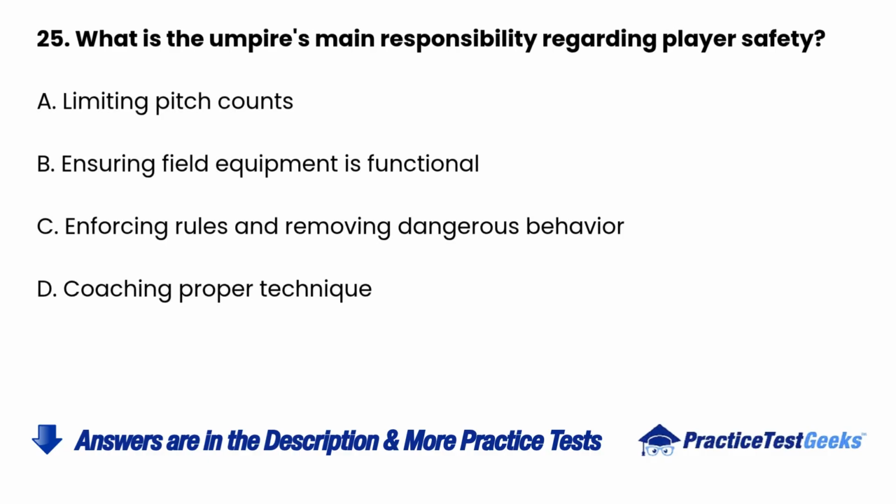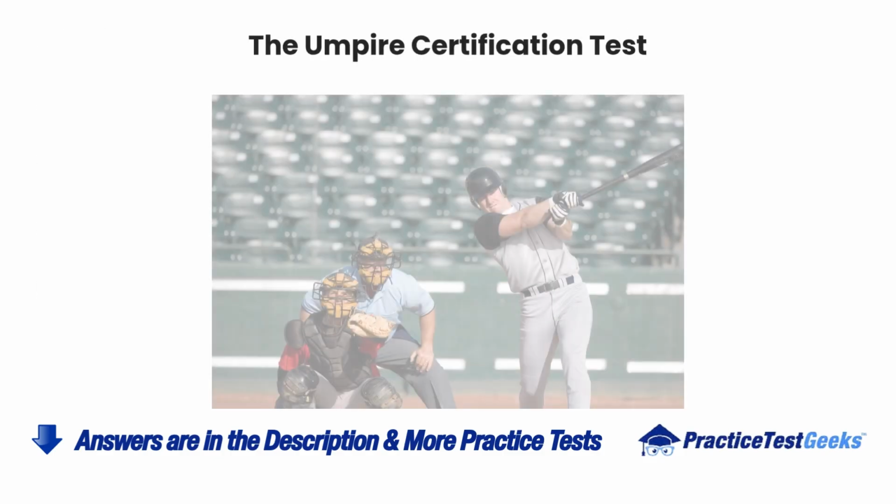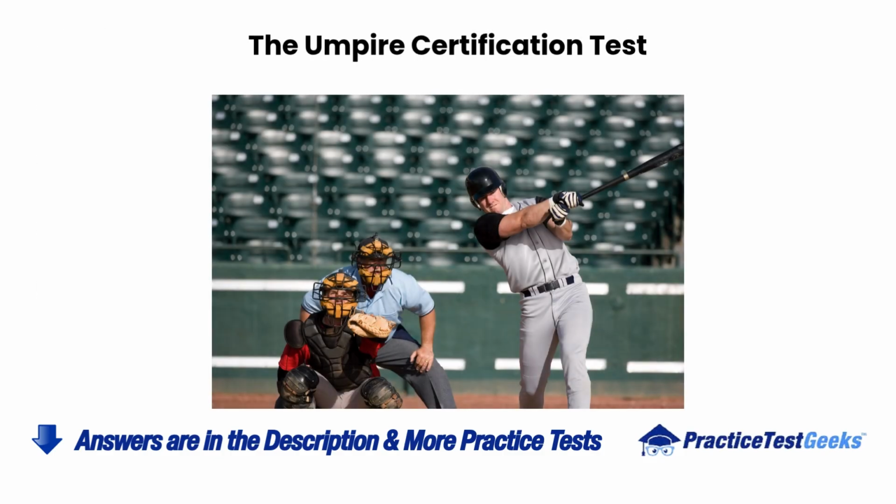25. What is the umpire's main responsibility regarding player safety? A. Limiting pitch counts. B. Ensuring field equipment is functional. C. Enforcing rules and removing dangerous behavior. D. Coaching proper technique.